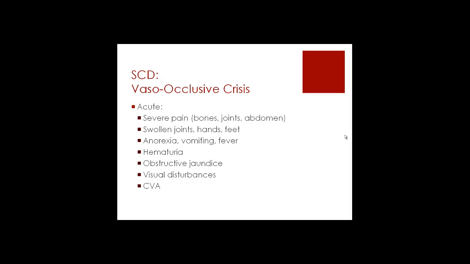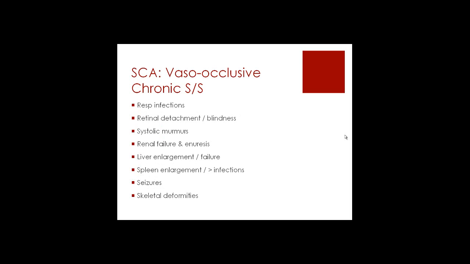So when your patient comes into the hospital with an acute vaso-occlusive crisis, often what you're going to see is severe pain. Severe, I mean just wrenching, unspeakable pain in your bones, joints, abdomen. May have swollen joints, hands and feet, anorexia, vomiting, fever. You may see the hematuria, obstructive jaundice, visual disturbances, and potential CVA.